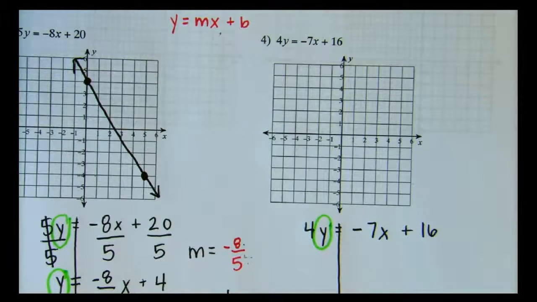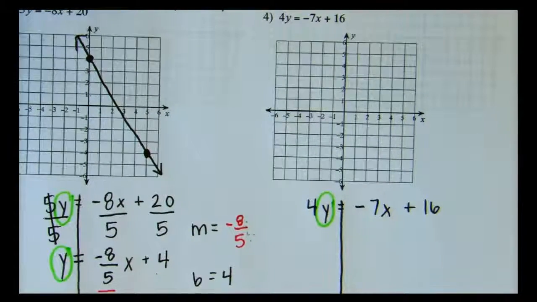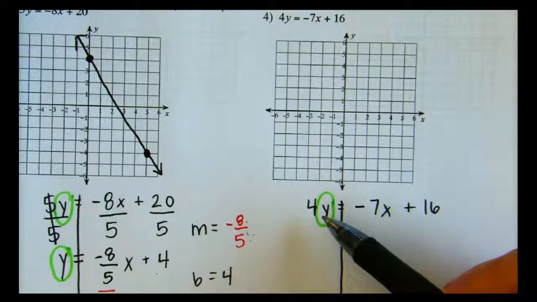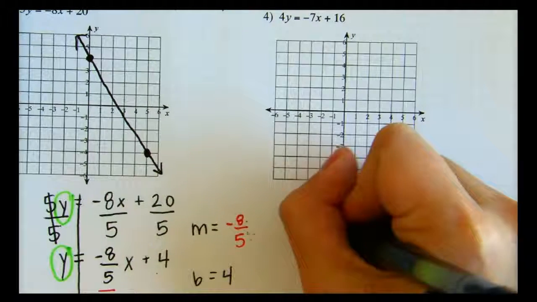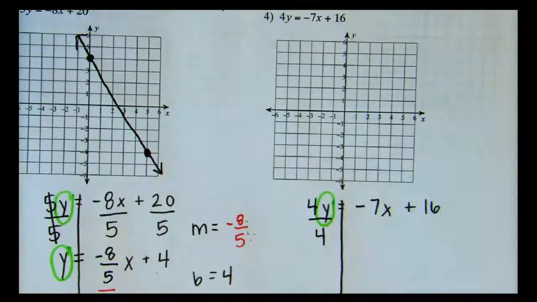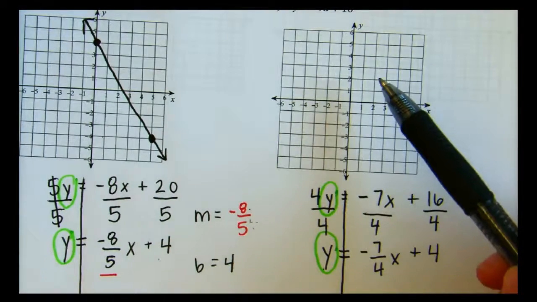How am I going to get y by itself? Okay, so 4 is being multiplied with y, so I have to divide by 4. Go ahead and divide every single term by 4. What is your slope-intercept form equation going to be? Okay, when you divide by 4, you're going to get your y by itself, leaving you with -7/4x plus 4. Go ahead and graph that line.